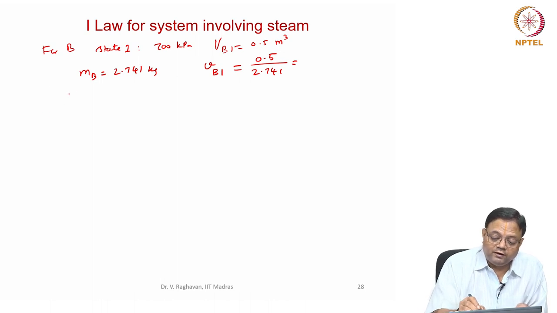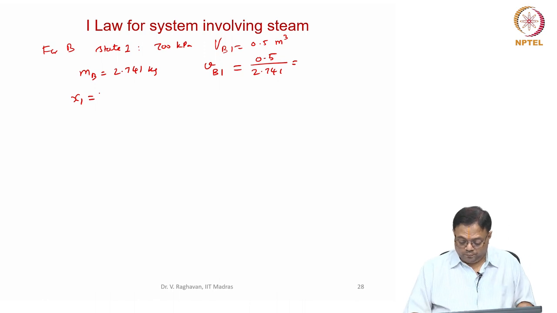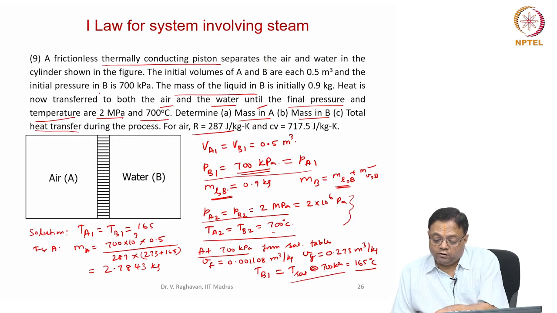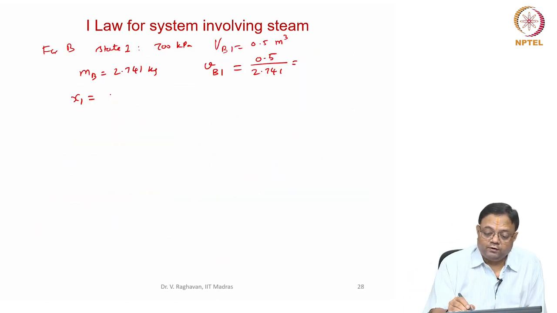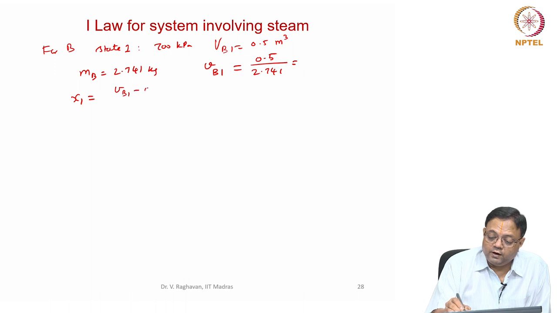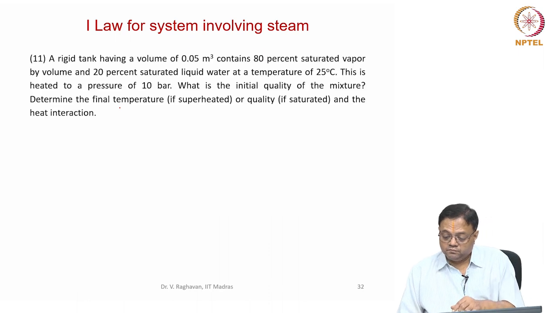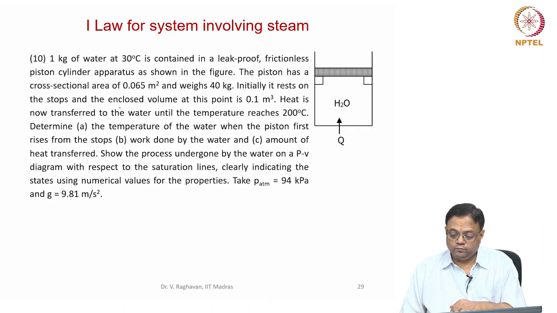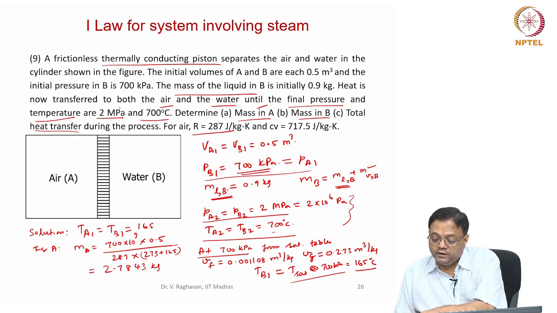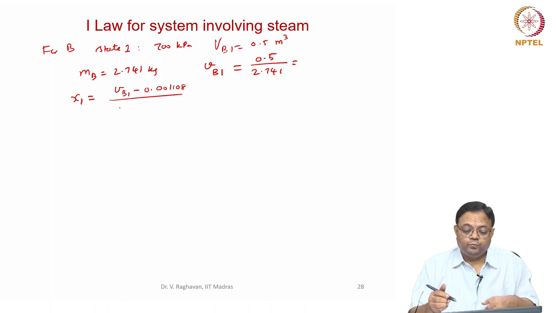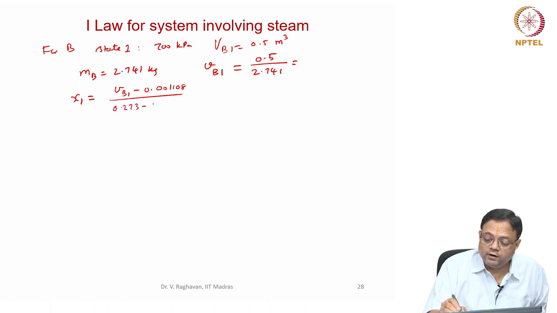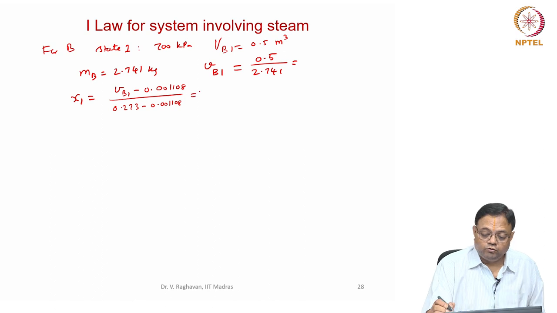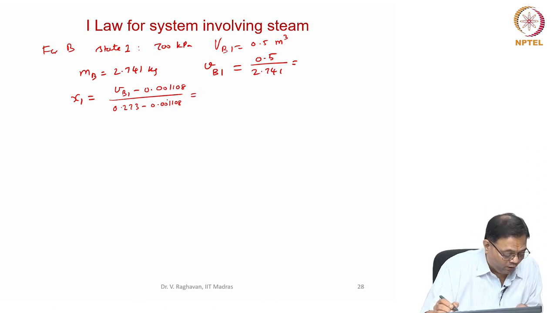From this I can find x1. Here for 700 kilopascals, Vf is 0.001108 meter cube per kg, Vg is 0.273. So x1 will be equal to V B1 minus 0.001108 divided by Vg minus Vf, that is 0.273 minus 0.001108. That will give you the value of x1.